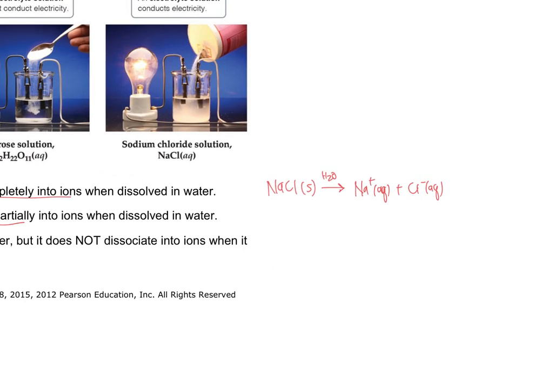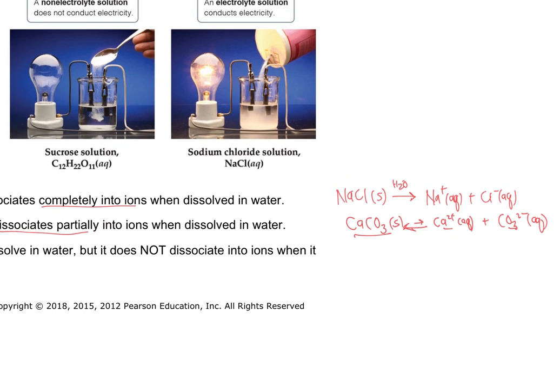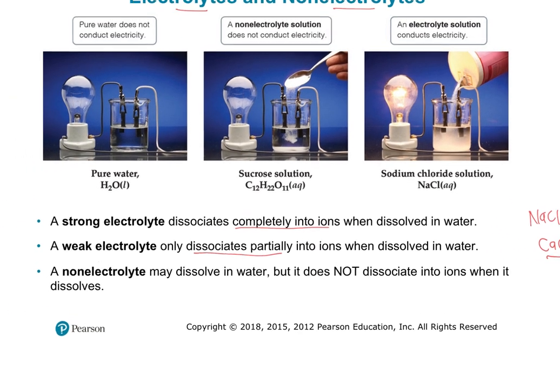So if I had something like calcium carbonate, which we don't really think of as very soluble, it is chalk, right? If I put chalk in water, only a little tiny bit of the molecules will become calcium ions and carbonate ions. But more often than not, it's going to stay as the calcium carbonate. You're only going to get a tiny little bit of the products. So that's what a weak electrolyte is.